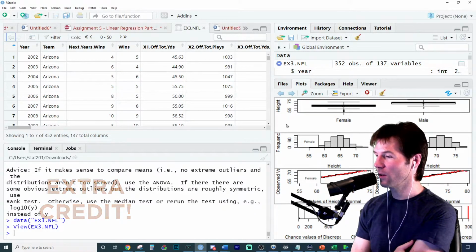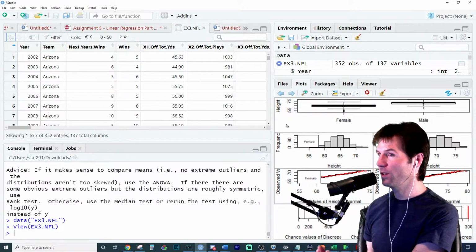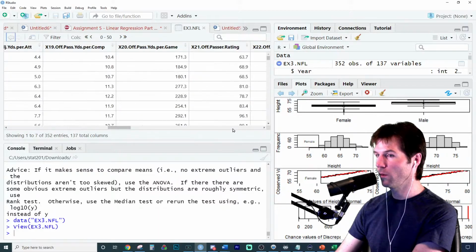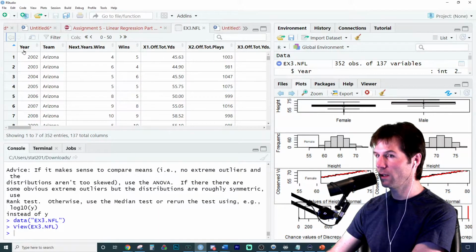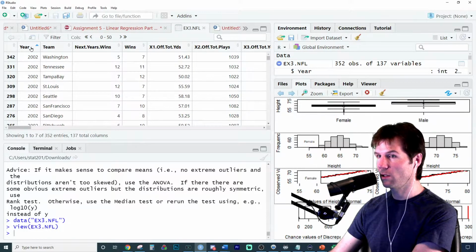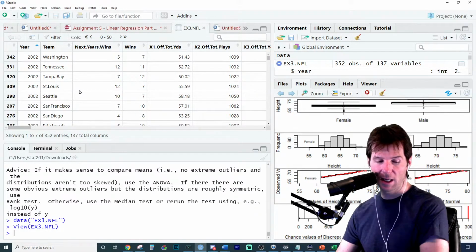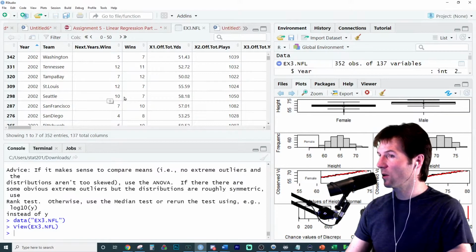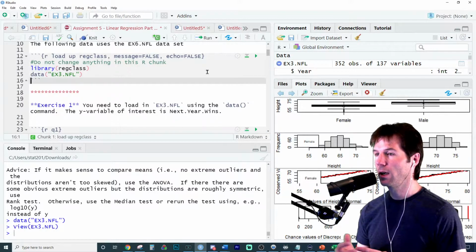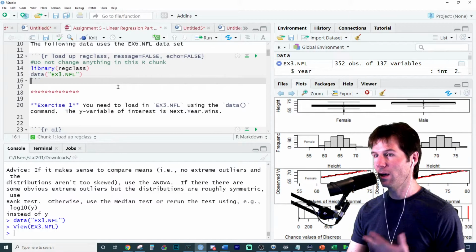When you look at this right here, these are different teams, the amount of wins they have, the amount of total yards, all different variables just over different seasons. So you could look at Arizona, you could look at Washington, all these different teams, and just look at the data set, whether it be Tampa Bay, Tennessee, San Diego, San Francisco. We can look at all these teams. So just make sure you understand what data you have. So we've got the data loaded in.